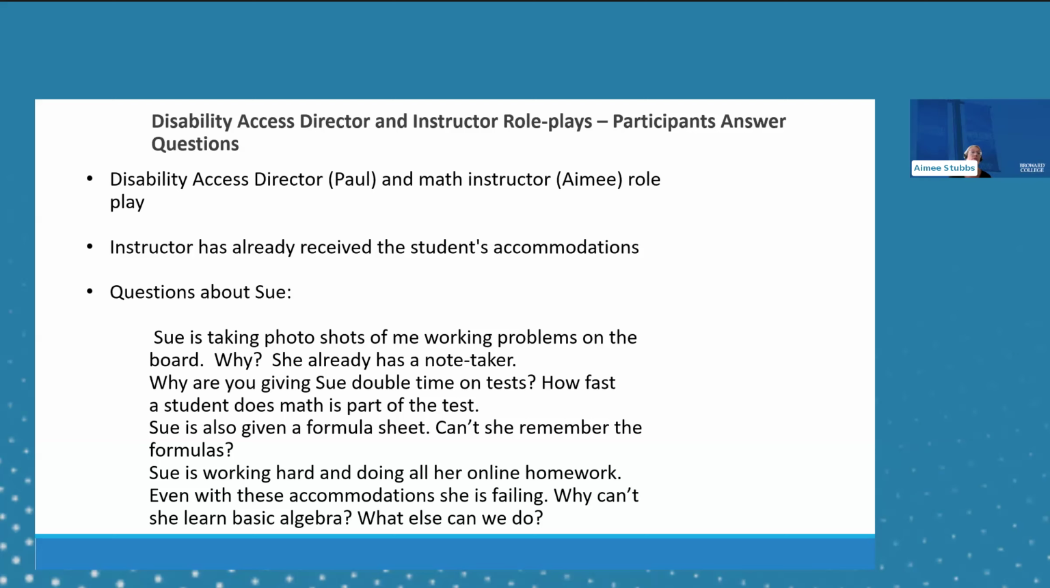Okay, so Sue's working hard and doing all her online homework. Even with these accommodations, she's failing. Why can't she learn basic algebra? And what else can we do? Yeah, some students who have some problems with abstract reasoning and working memory have difficulty learning basic algebra.